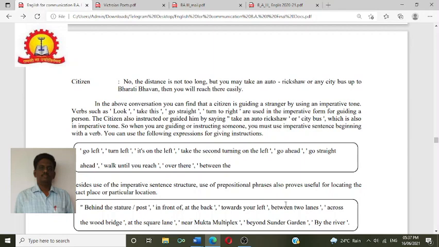for locating the exact place or particular location. Of course, yes, because a preposition gives information about the position, and therefore it is called a preposition. So prepositional phrases are also very important while giving instructions. Along with the imperative sentences, we use prepositional phrases very frequently in giving instructions.